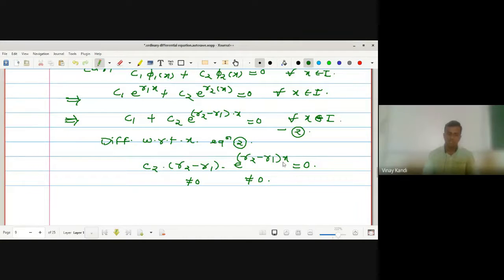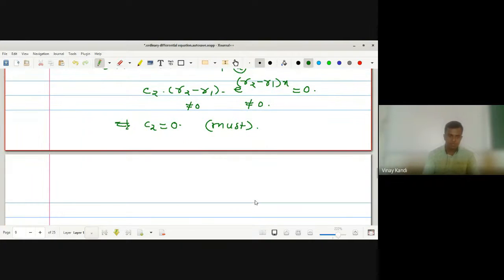But R2 minus R1 is not equal to 0 here. This implies that C2 must be 0. Any doubt? Hence, from equation 1, putting the value of C2, what we get is that C1 is also equal to 0.